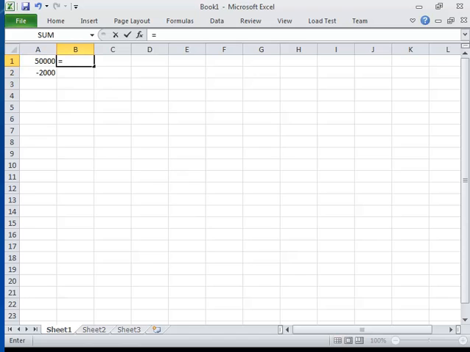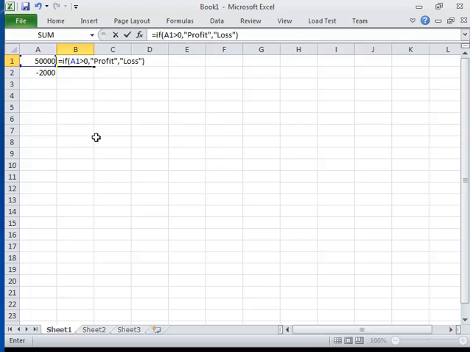We would say equals if, and then we give it what we're testing. And what we're testing here is if the cell immediately to the left is greater than 0. And if so, we're saying that it's a profit. And if not, we're saying that it's a loss.